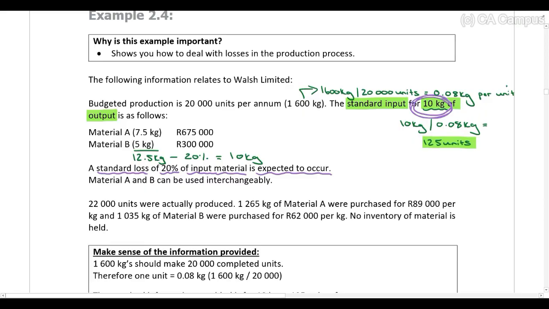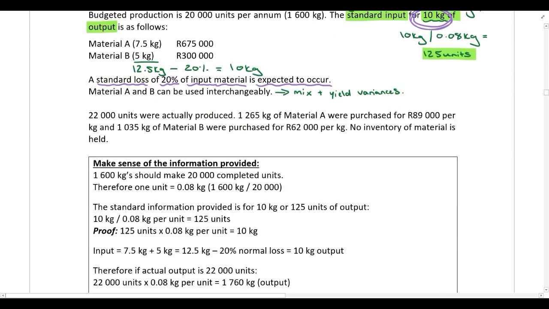Material A and B can be used interchangeably. So remember, that means that the usage variance can be split into a material mix and yield variance. So in this question, we will be looking at the calculation of the material mix and yield variances. 22,000 units were actually produced. All right, so if 22,000 units were actually produced, and each unit weighs 0.08 kilograms, that means, if you multiply that out, they actually produced 1,760 kilograms.